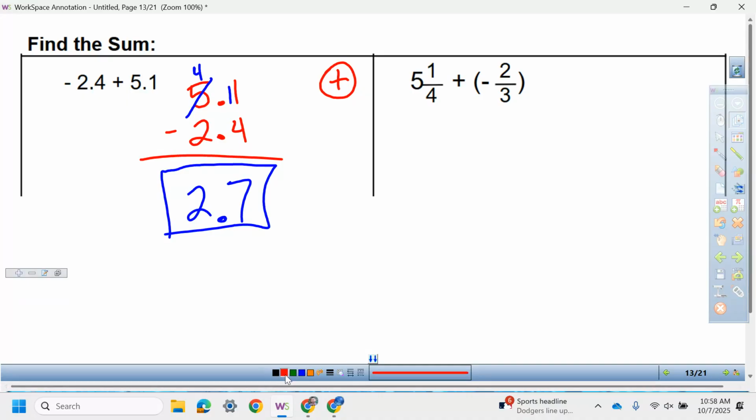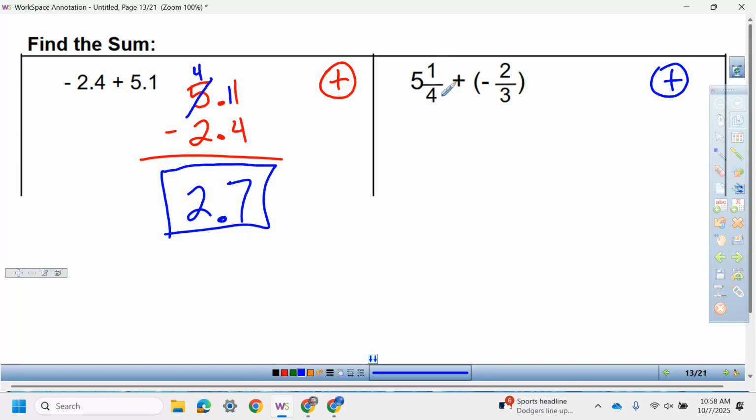All right, last one for addition. Ooh, we got 5 1/4 plus negative 2/3. So it looks like we got another battle going on. 5 1/4 is definitely more than 2/3. So I'm going to get a positive answer. Let's make sure we make a note of that.